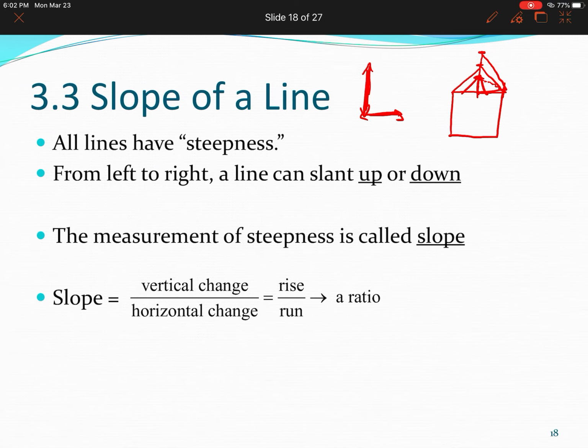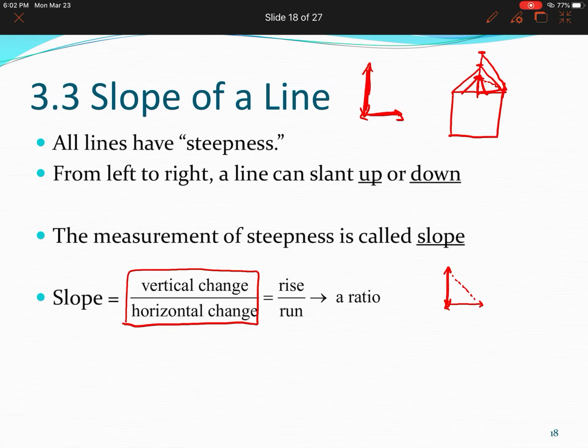And so what we're going to talk about today is how to find the slope, and what slope is, and some of those things. And so you need to understand that slope is simply a vertical change compared to a horizontal change. That's what this definition says. So in other words, it is how much something changes vertically compared to how much it changes horizontally.